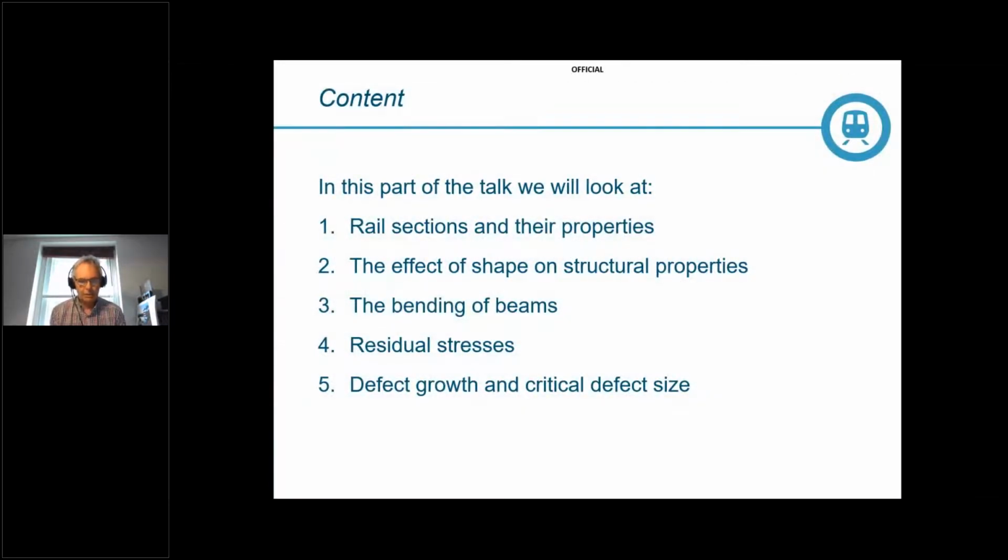So in this part of the talk, we're going to look at rail sections and their properties, the effect of shape on structural properties, the bending of beams, and residual stresses, which are a factor in rolled sections and indeed in the life of the rail. And then we'll have a little look at how that affects defect growth and critical defect size.